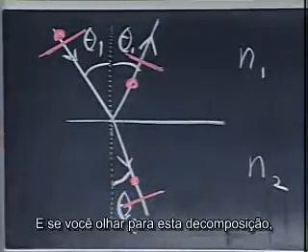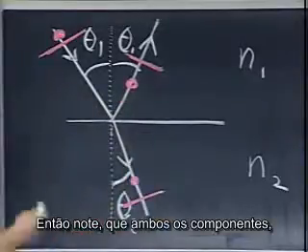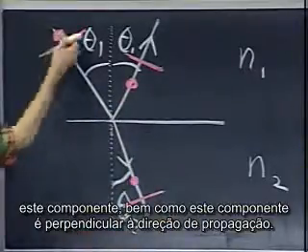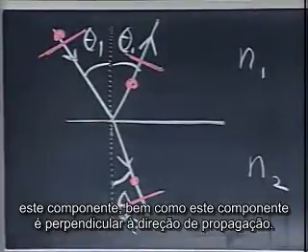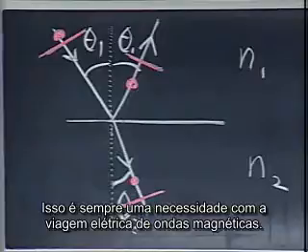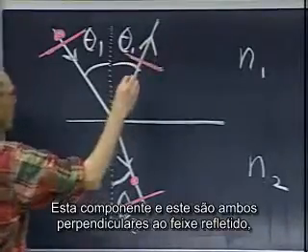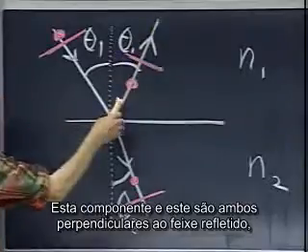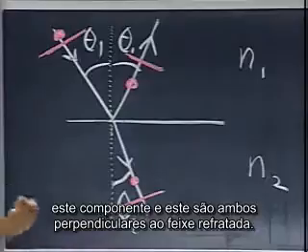And if you look at this decomposition, then notice that both components, this component as well as this component, are perpendicular to the direction of propagation. That is always a must with traveling electromagnetic waves. You see the same here. This component and this are both perpendicular to the reflected beam. This component and this are both perpendicular to the refracted beam.